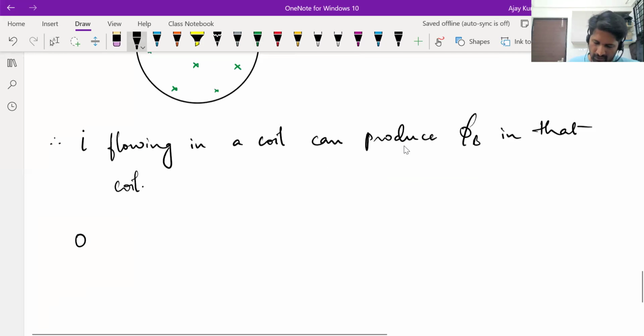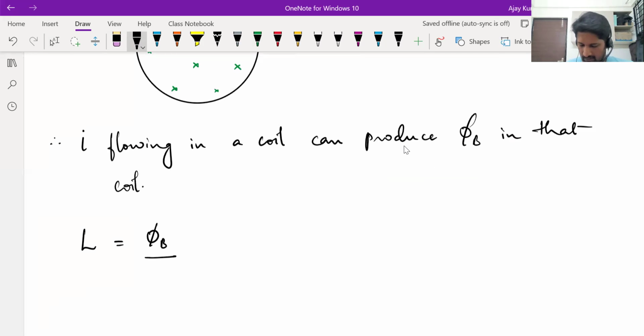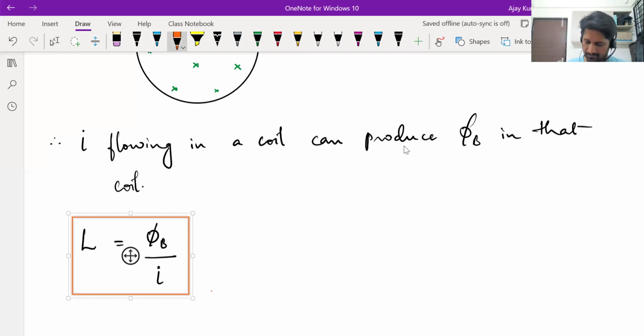We write phi is equal to Li, or you can say L, the self-induction, is equal to the magnetic flux produced in the coil divided by the current in that coil. It's a scalar quantity. Sorry, I said magnetic field, that's a mistake. Magnetic flux produced in the coil divided by the current flowing in that coil. This is a basic definition for self-induction of a coil. The ratio of magnetic flux to the current of the coil itself.